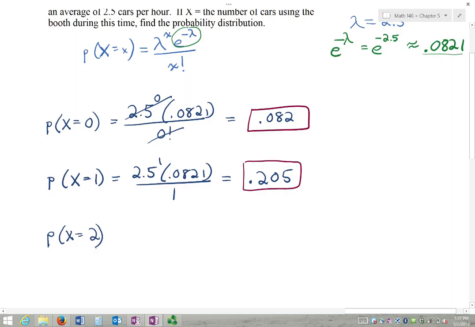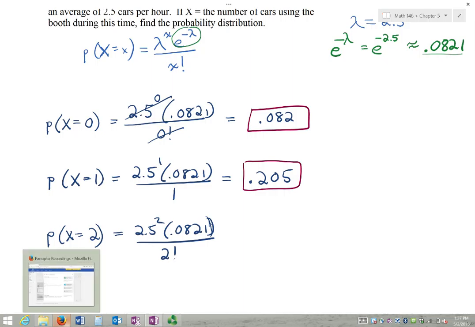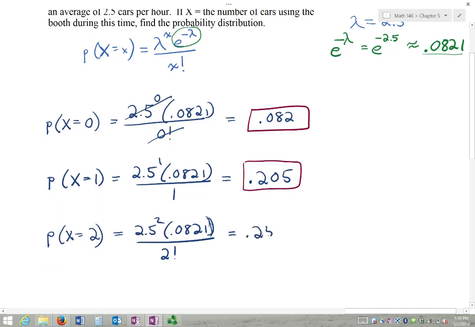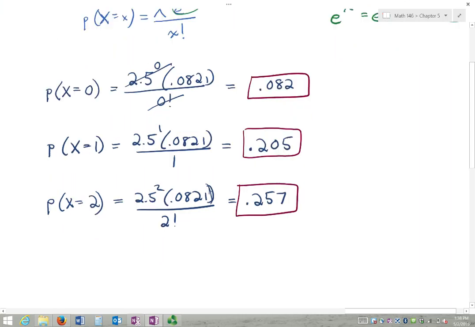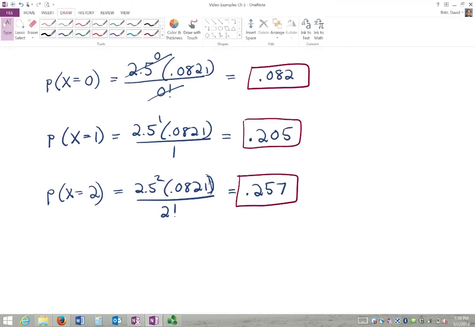Probability of exactly 2 cars. 2.5 squared, the same 0.0821. Remember, this is just e to the negative lambda. That's not going to change. All this is a constant, since within this problem the mean itself is a constant. So we're going to multiply 2.5 squared times 0.0821 divided by 2 factorial, which is just 2 itself, and we get 0.257. We might go up to 6 here.